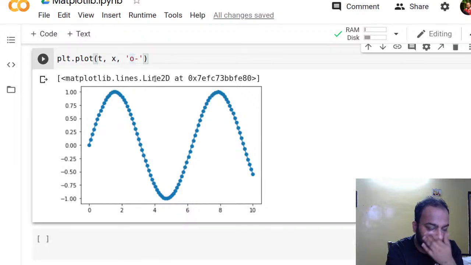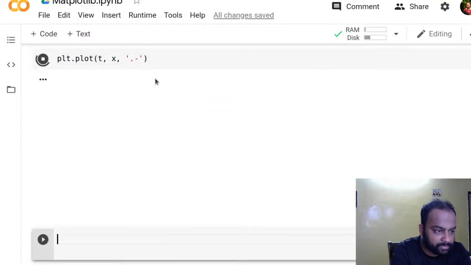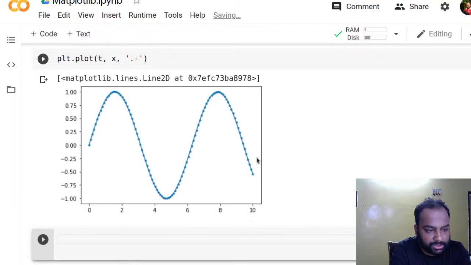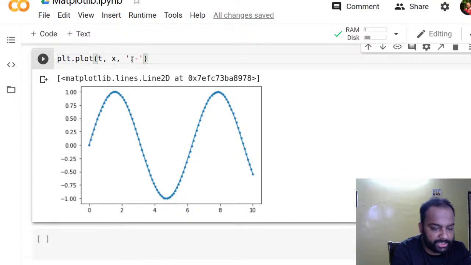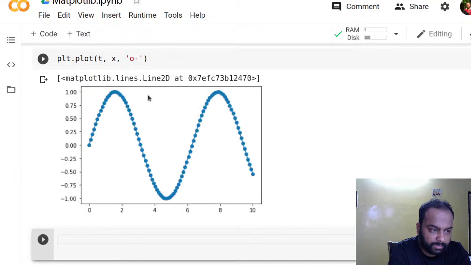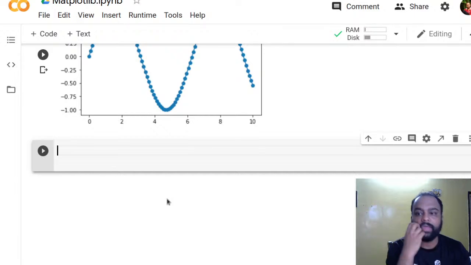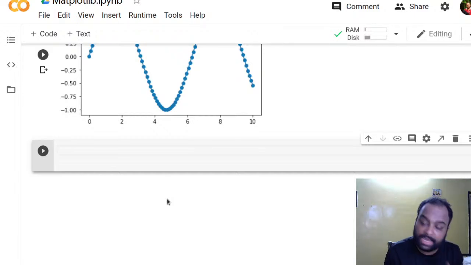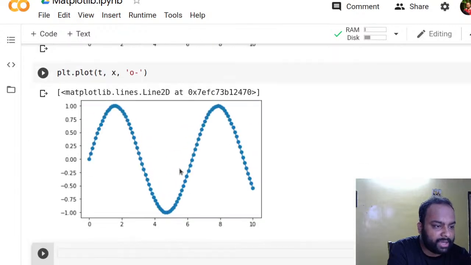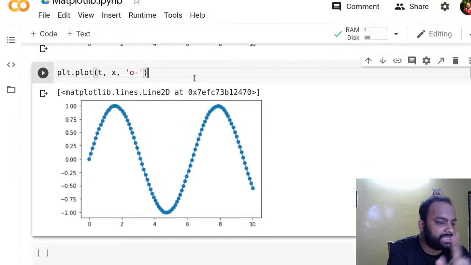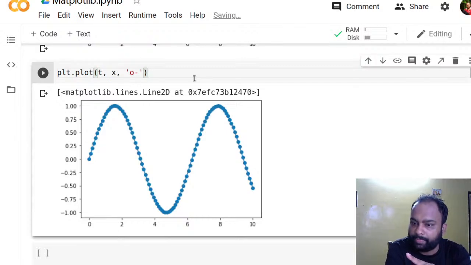It will be better visible if I say dot dash. So I would get those dots, and also I would get a smooth curve joining them. Right? So there are 3 types of styles, rather 4 types of styles here. You can change the color. I'm going to show you how you change the color. You can change the marker style, you can change the curve style. So you can change the color, you can change the marker style, you can change the line style. Yeah, like that, all 3 of them.